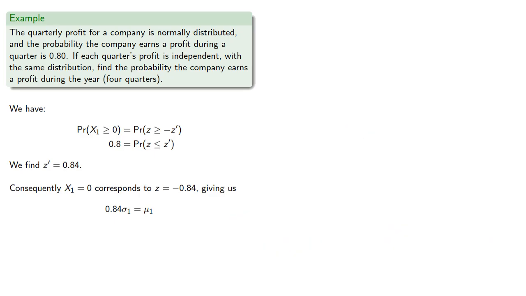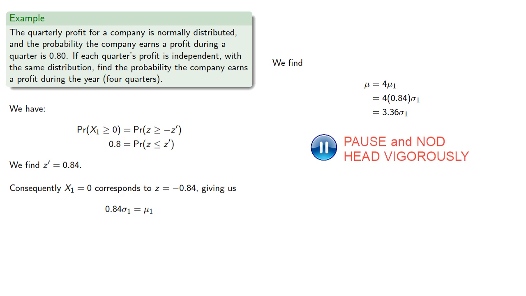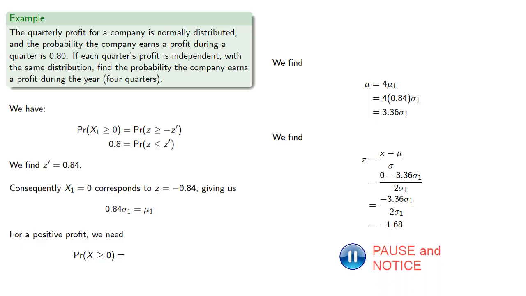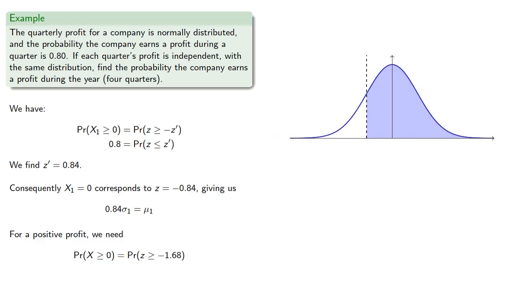Anyway, for our particular normal random variable, we have the mean. And for a positive profit, we want the probability that x is greater than or equal to 0. And so we can find our z-score, and note that our standard deviation will factor out. And that probability that we're greater than a negative is the same as the probability we're less than the positive, and we get that by the table.